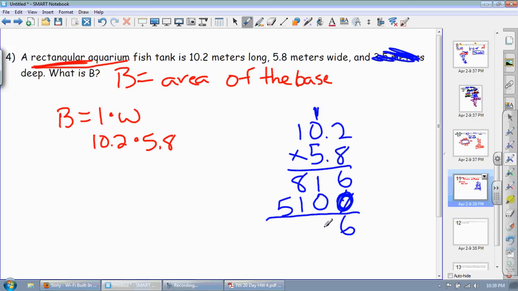Count the decimal places, we've got 1 decimal place up top, 1 decimal place in the bottom. That is a total of 2 decimal places. So what is the area of our fish tank? It is 59.16. That's it.